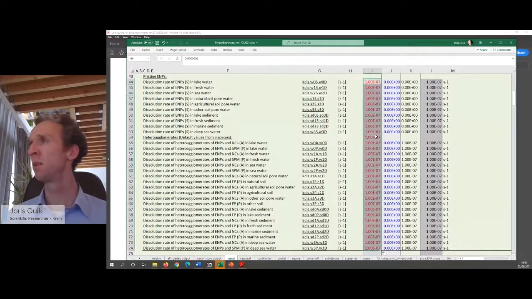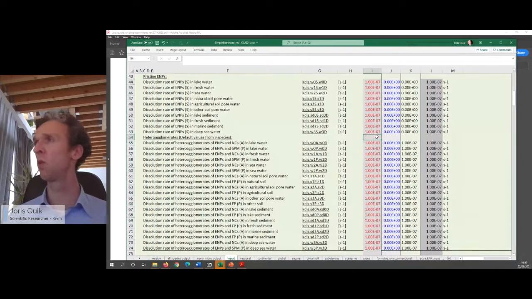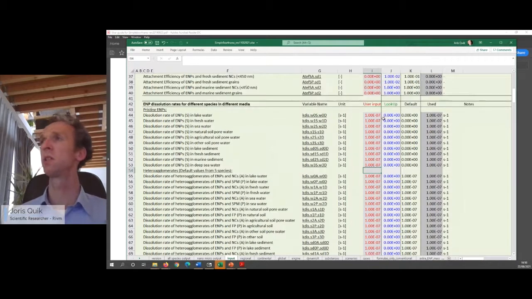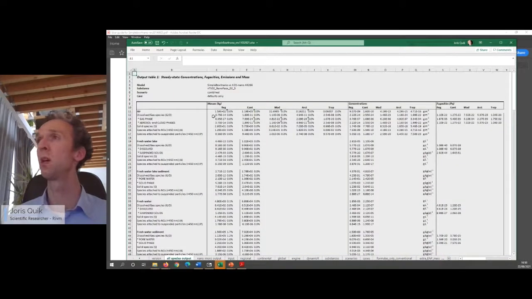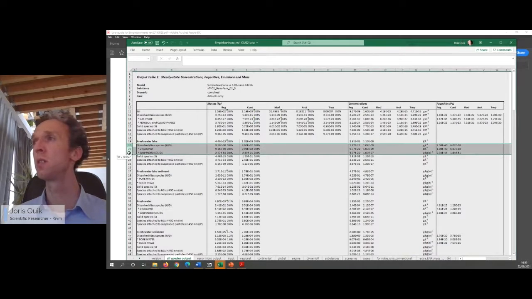A very simple approach is, of course, to assume that all the particles have the same dissolution rate constant. But this is not necessarily the case, and this would then change what happens. Now it might be interesting to go to the all species output, because here you also have the dissolved species, which now has a value because of this dissolution rate constant, and otherwise it's 0.